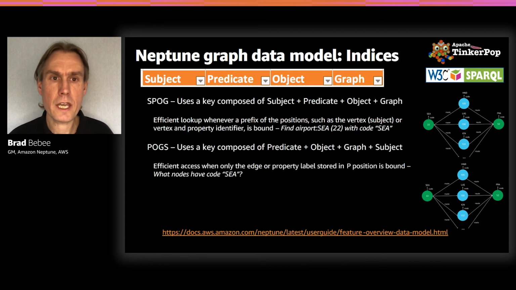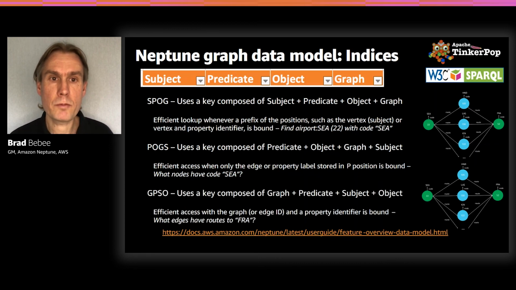The second index that we maintain is the POGS index, the predicate, object, graph, subject index. And that provides efficient lookup if you have a property value or a property name and a property value bound. So if I want to find all nodes that have the code Frankfurt, that would be an index lookup against the POGS index.